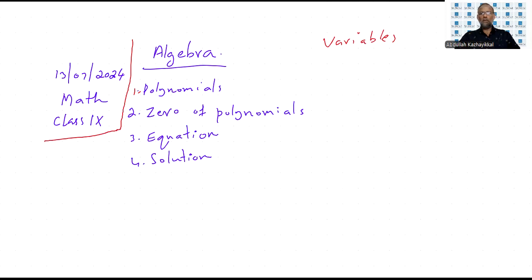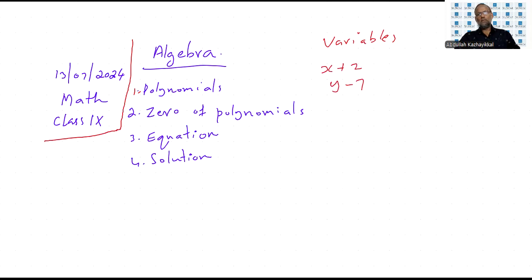Many times I told you, s plus 2 is an algebraic expression. Here y minus 7 is an algebraic expression. S plus 2, what is s plus 2?